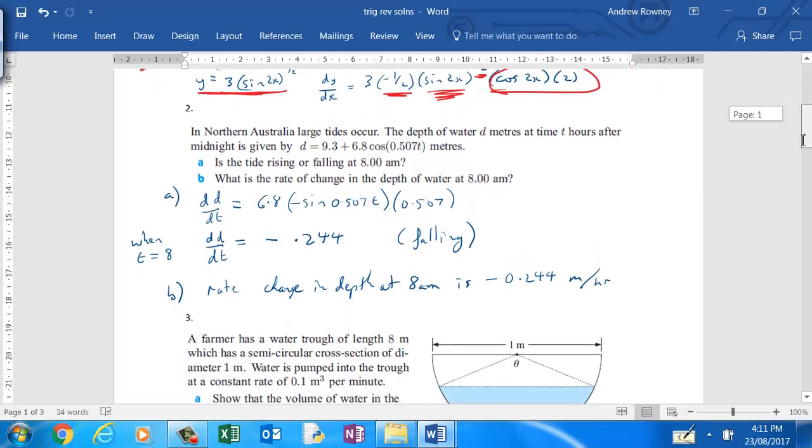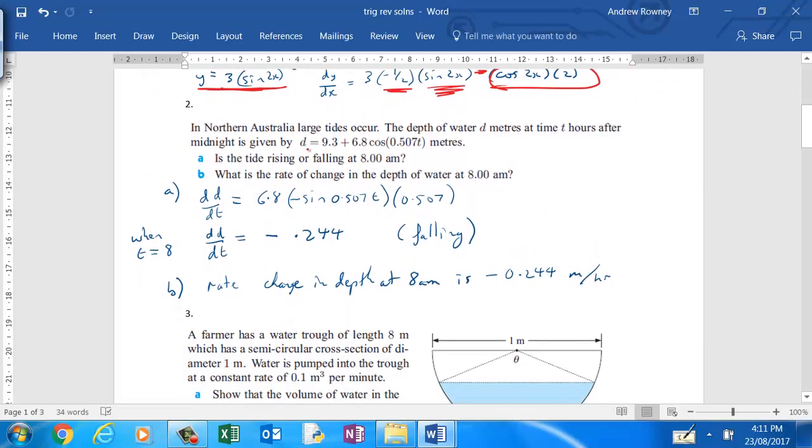Okay, now applications. We have the function there. That's a periodic function. And first of all, we do the derivative of that. Derivative of that is 0, and derivative of cos is minus sine. But you've got to follow it up with the derivative of the function, that bracket. I'll put it at the back this time, 0.507, and you've got 6.8 out the front.